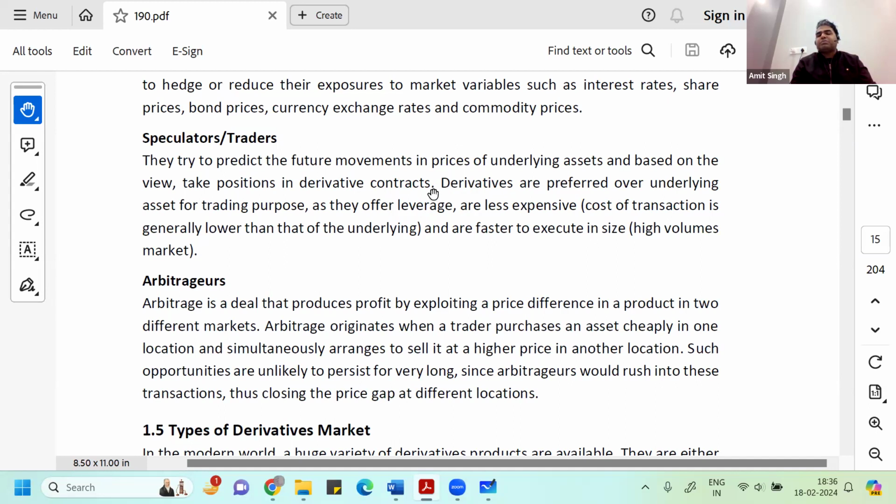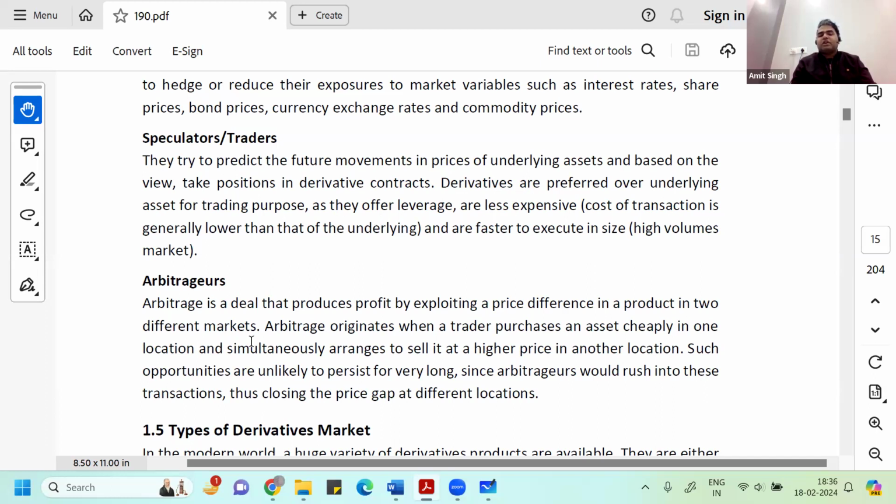But here, by just paying upfront either a premium or a certain margin value, you can take a position on the underlying asset, and if the event happens the way we expected, we end up making a very high profit. But at the same time, if an uncertain event happens, then we end up losing also. That's why there's a concept of lot size whenever we trade in the derivative market, because they are less expensive, so we can take more exposure.